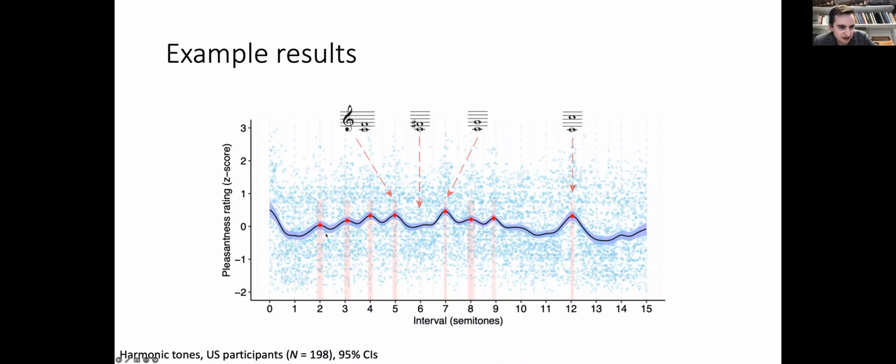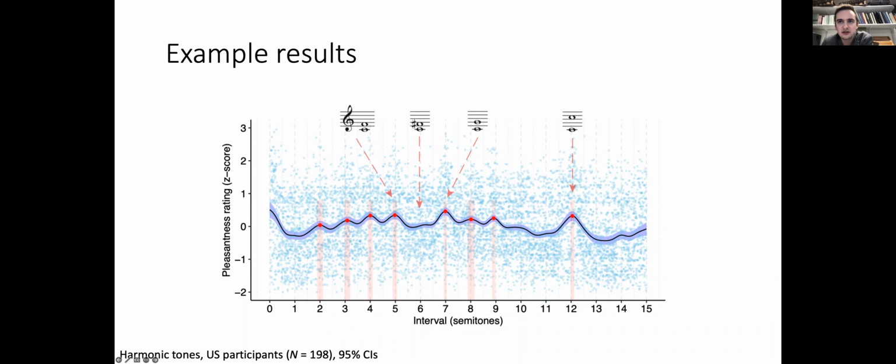And what we see is peaks in this curve. And we find in this case that the peaks correspond to prototypical consonances from Western music. For example, we have the perfect fourth, which is 5 semitones, and the perfect fifth at 7 semitones, the octave at 12 semitones, and so on. Now, these red dots correspond to peaks obtained via a peak picking algorithm. And then these red rectangles correspond to 95% confidence intervals on the locations of these peaks, mainly operating as a visual aid here.